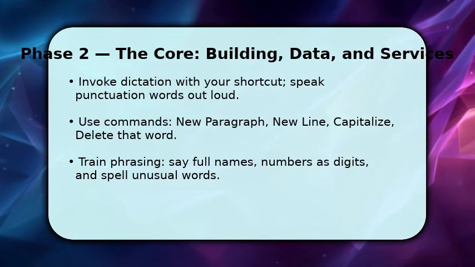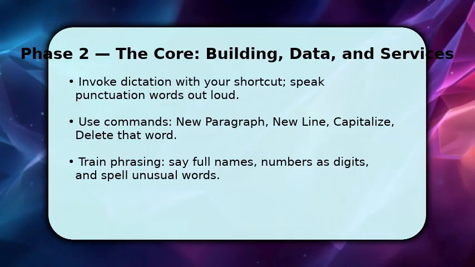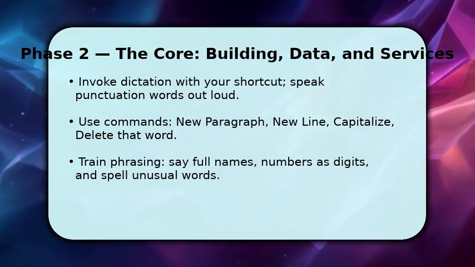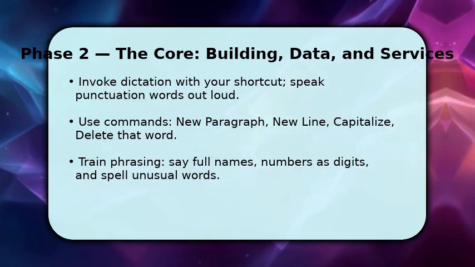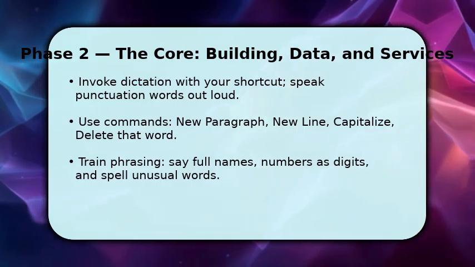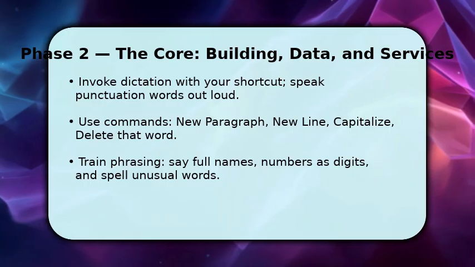Press the shortcut to start dictation and speak naturally, while saying punctuation like comma, period, question mark. You can control formatting with voice commands. Say new paragraph to create space, capitalize to fix case, or delete to remove mistakes quickly.